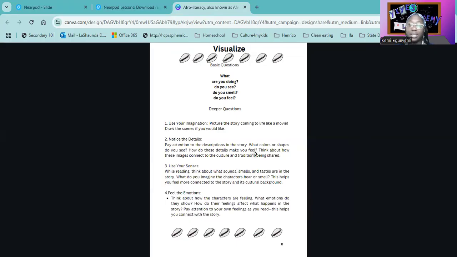But we want to talk about the details. What colors? We have colors that have an emotion, so we want to make sure we're looking at that. Shapes have particular meaning. Like in our tradition, circles are so important. Everybody's on the same level, and so we want to bring in those types of things. What do you see? How do the details make you feel? How does it connect to cultures and traditions? You want to use your senses. What do you imagine that this smells like? You want to think about the emotions. So the emotions are going to be connected to a lot of different things in the drawing. So that's visualizing on a deeper level.